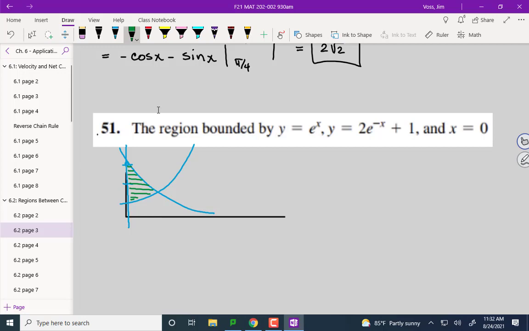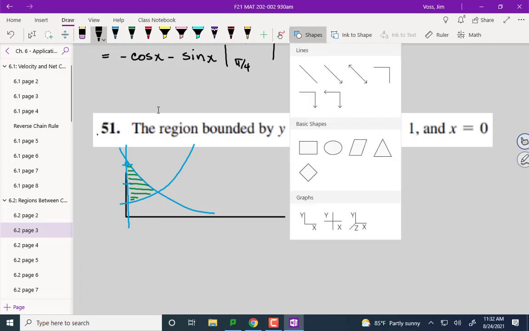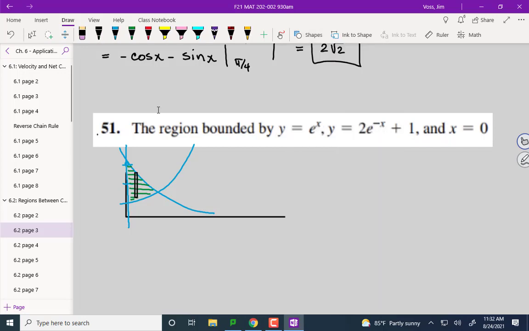If we imagine our vertical element, this is our integration element. I think I can draw it with this rectangle tool. Yeah, that looks pretty good. So there is our vertical element, our integration element. We're imagining that rectangle sliding across the region. We need to know the height of that rectangle. The height is going to be the upper function minus the lower function. We also need to know what that point of intersection is right there. So let's go ahead and set up our integral, and then we'll find our limits of integration.